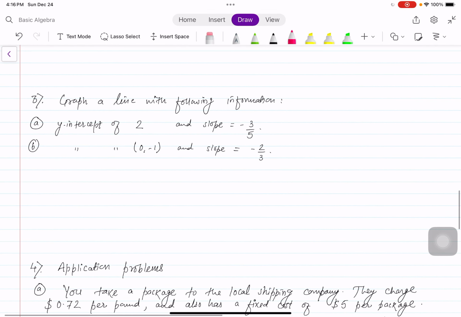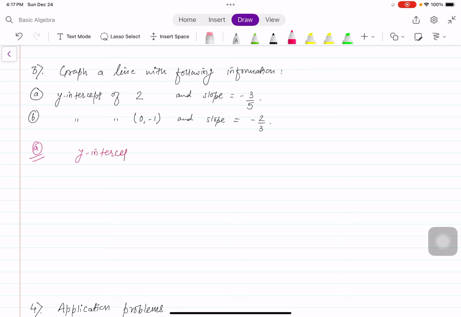How to plot a graph of a straight line? So let's do number A first. So y-intercept and the slope are given. Since y-intercept is given, it can always be written in the form of a point, which can be written as (0, 2). So this is one of the points. Since we are graphing a line, 2 points are sufficient to plot a line. So we already know 1 point, and we require one more point to draw this graph.